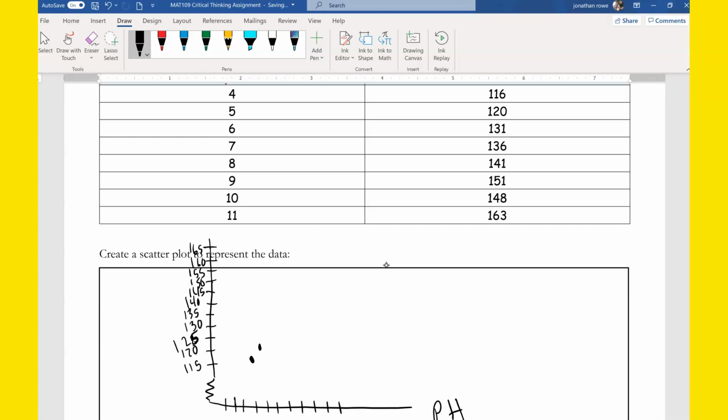(6, 131). (7, 136). That's 4, 5, 6, 7. Probably not quite lining these up. It's just hard to do on this computer screen. We'll do (5, 120) again, and (6, 131).